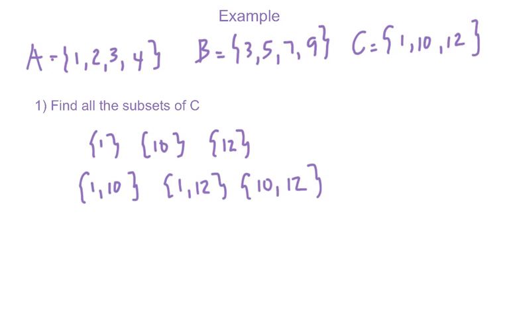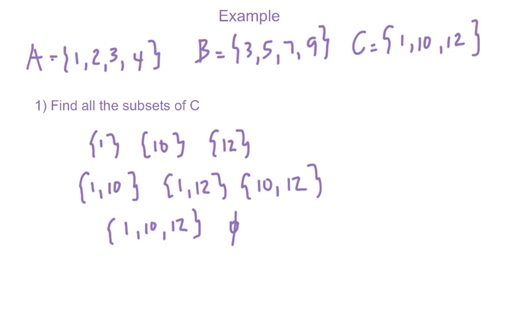Now we're going to look at the set that has 3 elements in it, and that set will be 1, 10, and 12. And that is also a subset of C because every element that's in 1, 10, and 12 is also in set C, which is 1, 10, and 12. So right now we have 1, 2, 3, 4, 5, 6, 7 subsets, and we always remember that the empty set is always a subset of any set. So the last thing that we're going to include is the empty set.